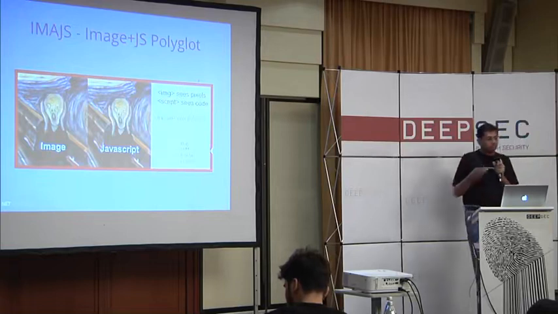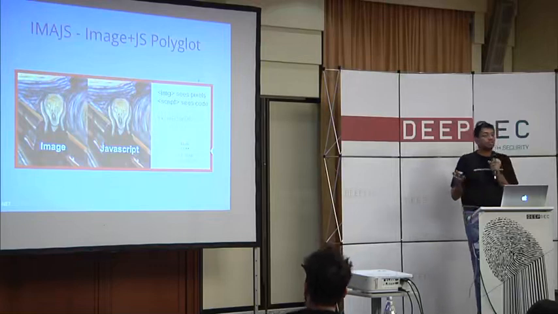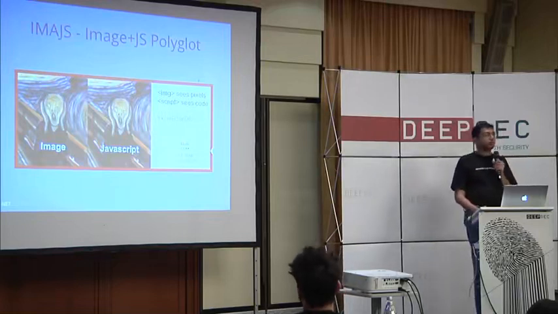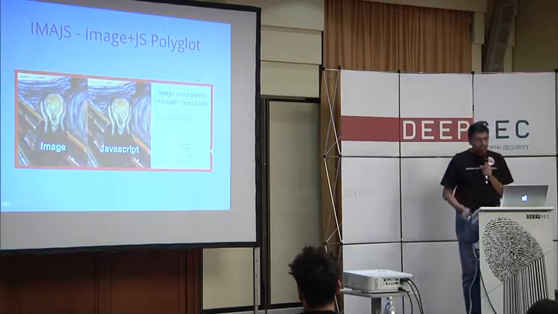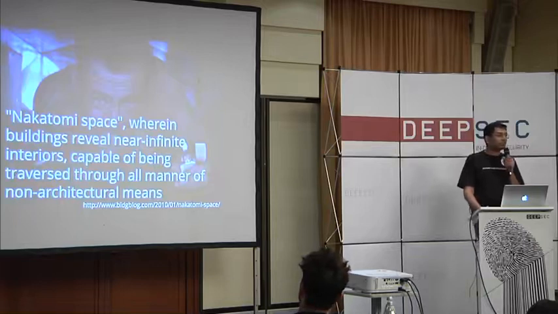Now, we step back a little. How do polyglots work, and how do these weird and evil things work? I came across this incredible concept reading an architecture blog, and somebody had written an article where they described the concept of Nakatomi space. This kind of resonated with me very well.